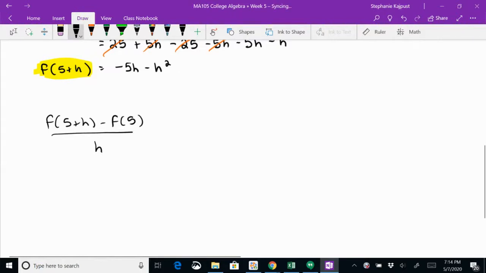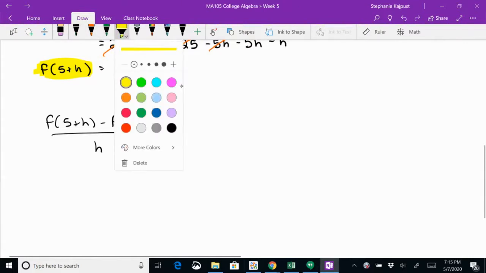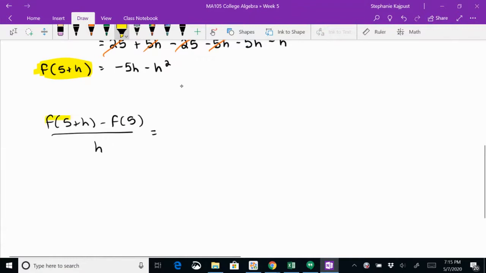So it's f of 5 plus h minus f of 5, over h. Now I'm going to replace my function values. So I'm going to replace f of 5 plus h with what it's equal to, negative 5h minus h squared. And so I'm going to highlight that. So I'm replacing that.